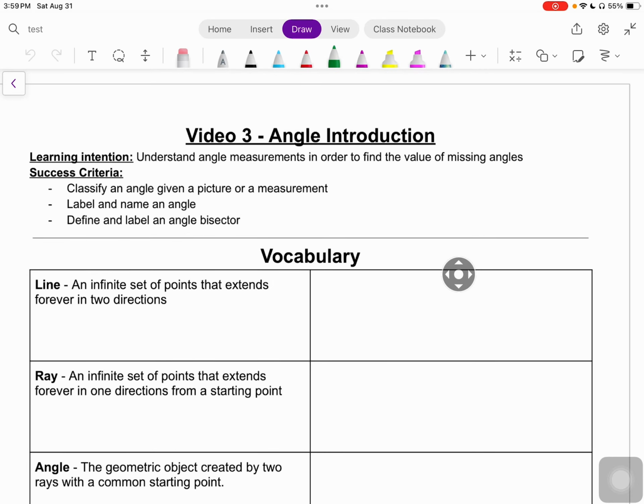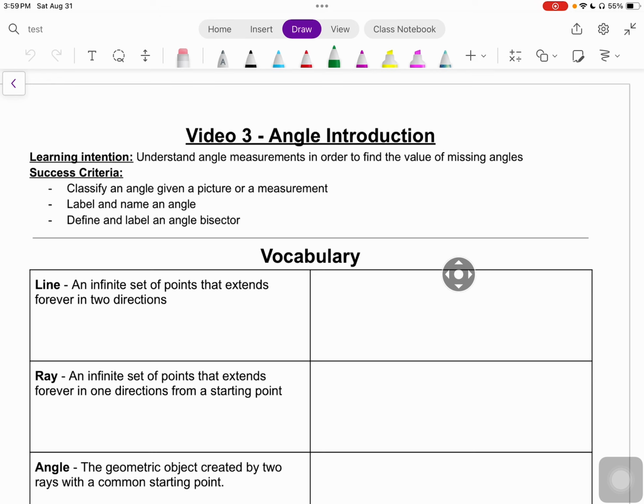All right, video 3. This is going to be our introduction to angles. You probably haven't dealt much with angles in the past, so we're going to really take a step back and go back over the basics here: how to label them, what they are, what they look like, and just some helpful things for you later on this year.